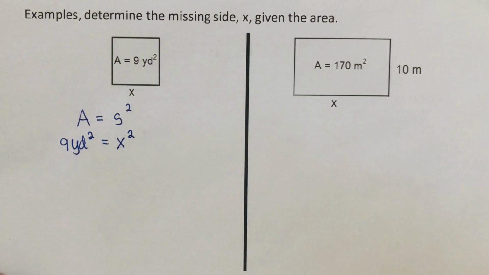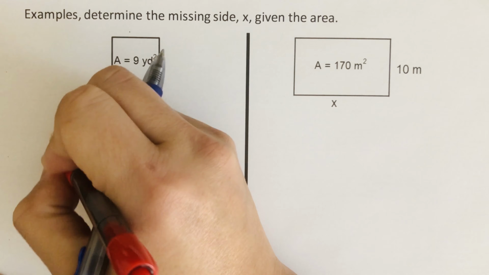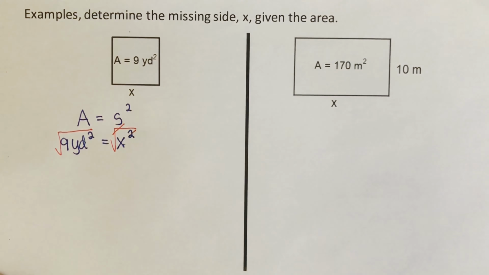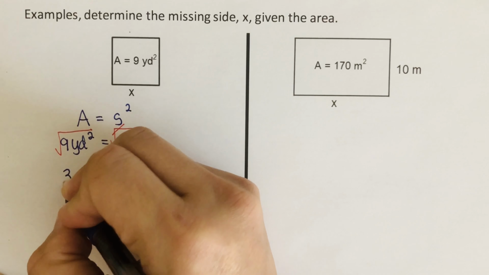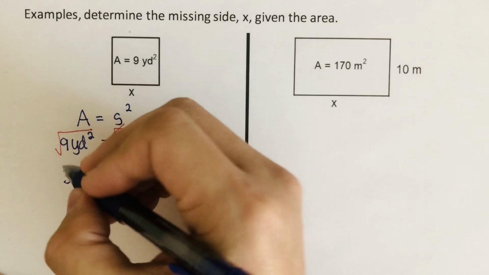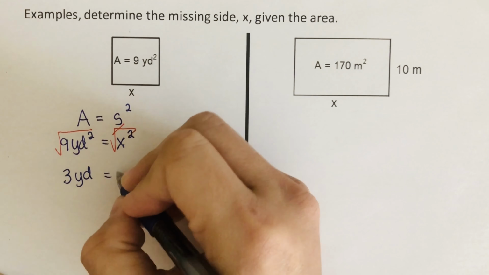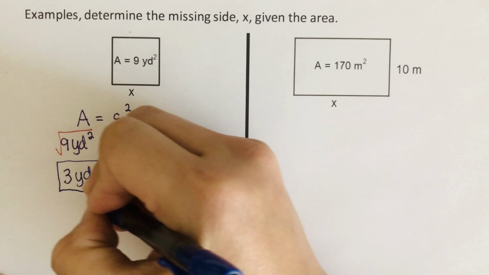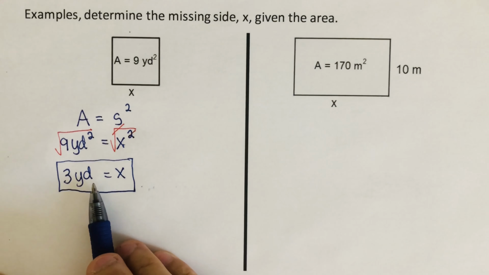Then I need to solve for X, so I'm going to square root both sides. I cross out the square and square root, so I'm left with the square root of 9, which is 3. Yards squared is yards. So the length of this side right here is 3 yards. Did you get 3 as your answer for the first one? Good. Perfect. Now let's move on to the second one right here.